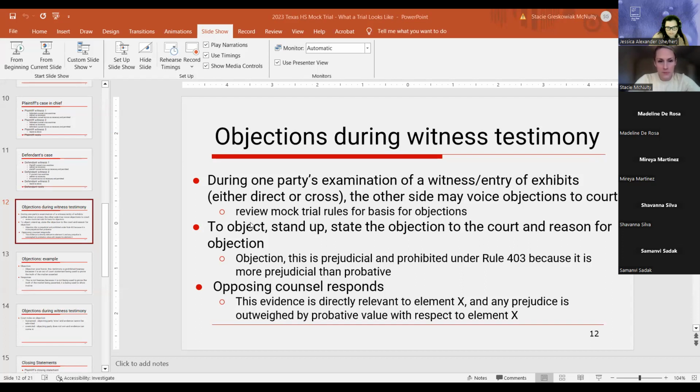Just to give you the process first: to object to a line of questioning, what they're going to say, or an exhibit, you stand up and you state the objection to the court, and the reason. So it's a short statement.